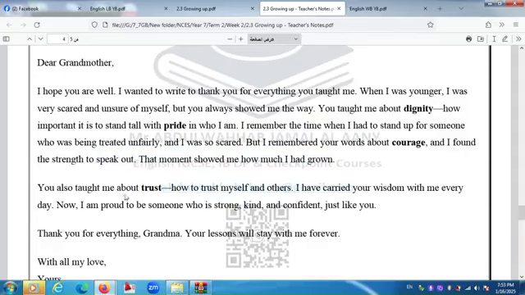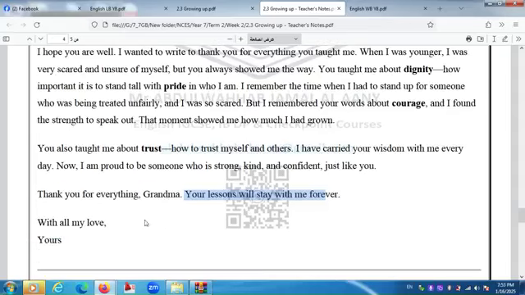You also taught me about trust, how to trust myself and others. I have carried your wisdom with me every day. Now I am proud to be someone who is strong, kind and confident, just like you. Look at that character development and character change. Thank you for everything, grandmother or grandma, because it is informal language. Your lessons will stay with me forever. With all my love, your granddaughter.